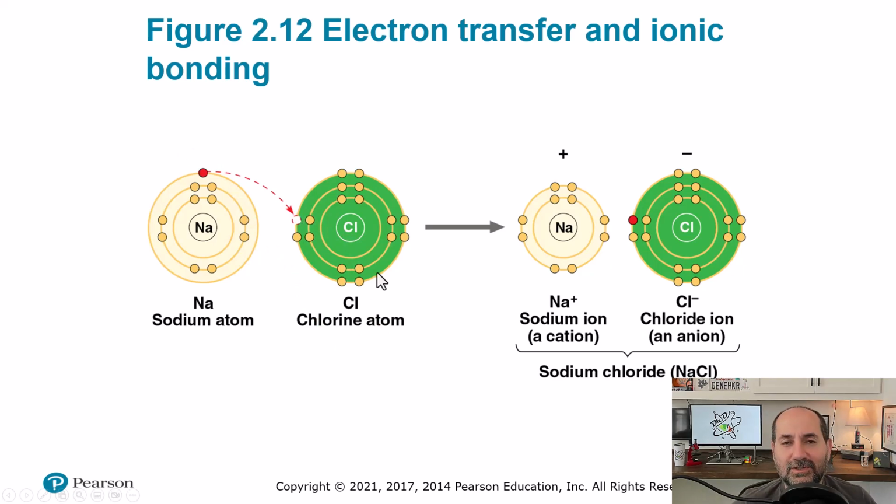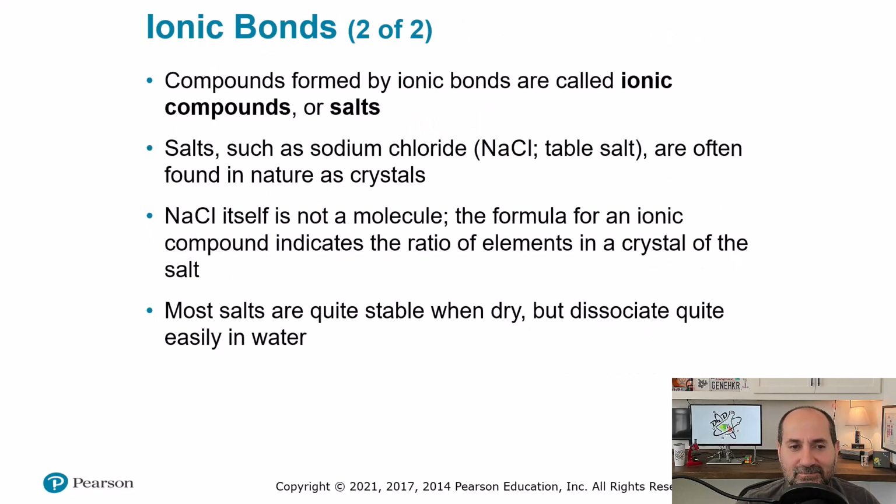And do you remember my shortcut way of remembering that? LEO says GER, like lions say grr. Loss of electron means oxidized. So whoever's losing the electron is getting oxidized, like sodium here. And gain of electron is reduced. So whoever's gaining the electron is reduced, like chlorine here. Okay, so hopefully that helps you remember oxidized and reduced.